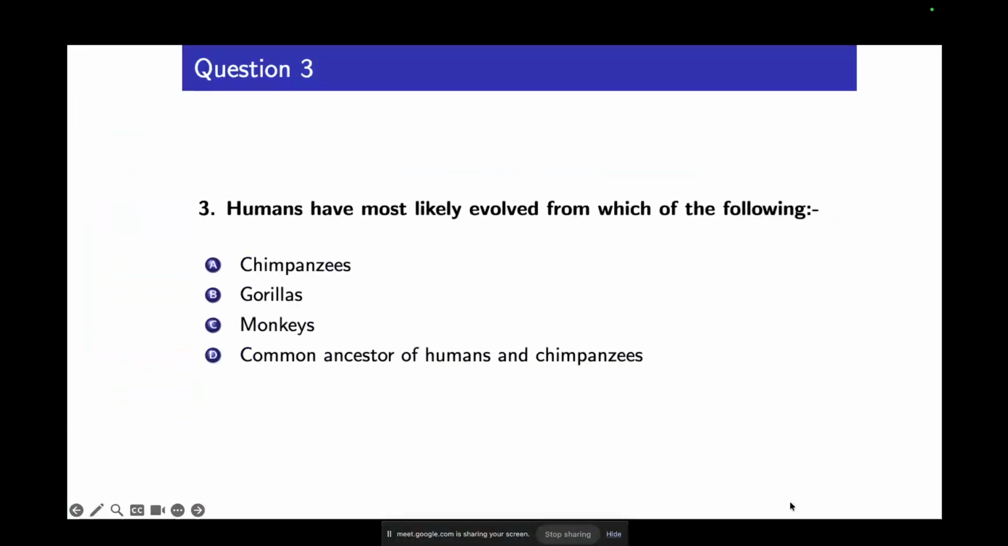Yeah, that's correct. Common ancestor of humans and chimpanzees. Chimpanzees are not direct ancestors. Something in between. Chimpanzees are, you can say, our first cousins. So yeah, we are common ancestor of humans and chimpanzees.